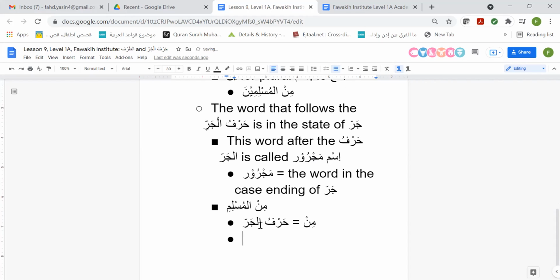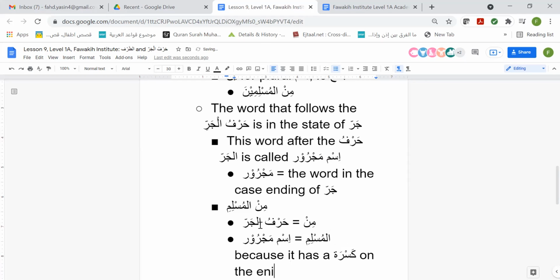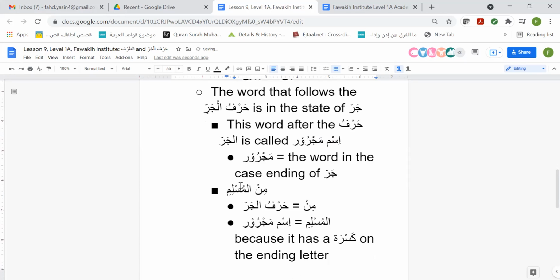Now, the second word is al-muslimi. This is what's considered ism majrur. There's one main way of determining why: if you look at it, it has a kasra on the ending letter. This word muslimi has a kasra at the end. This is how you know it's ism majrur, because the whole definition of ism majrur is a word that takes the ending of jar. Remember that the ending could be aini for dual or ina for plural, right? We'll talk about that too.